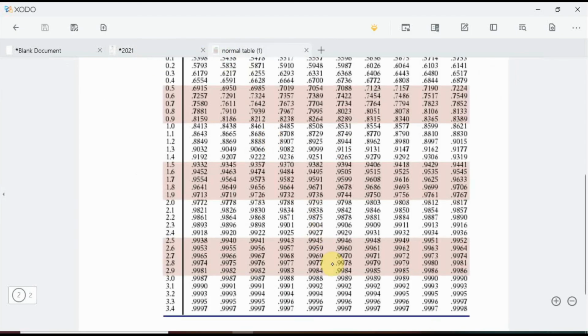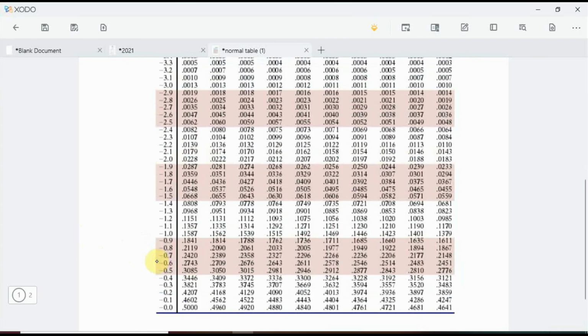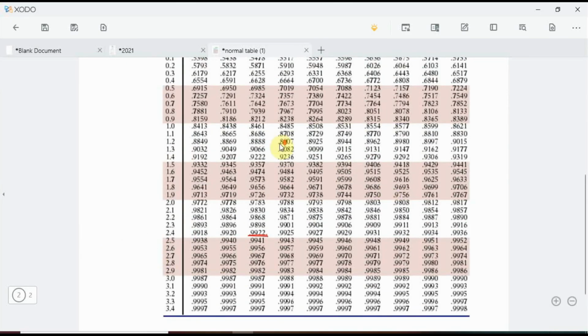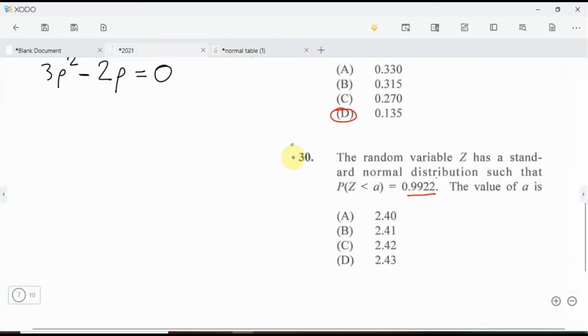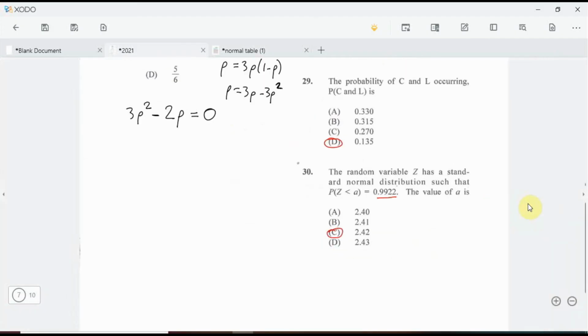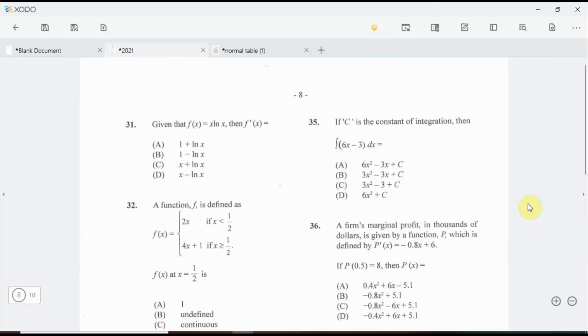0.9922. So 9922 has a nice ring to it. Here it is, 0.9922. That occurs when the z value is 2.4 something. So 2.4 how much? Let's zoom out from the normal table. That's 2.42. See it here? So z is 2.42. Now we can go back to our question and say, well, that was easy. A is 2.42. Easy. It's number 30.